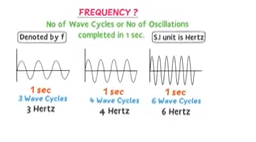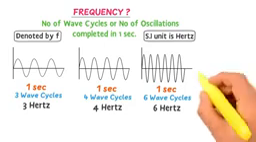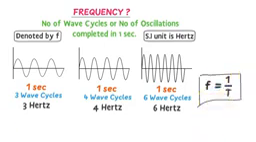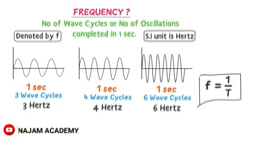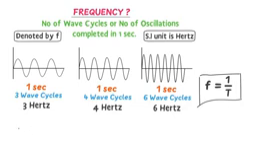Also remember that frequency is equal to the reciprocal of time period. f is equal to 1 upon T. Thus frequency is the number of wave cycles or oscillations completed per second. This was all about amplitude, wavelength, time period and frequency.